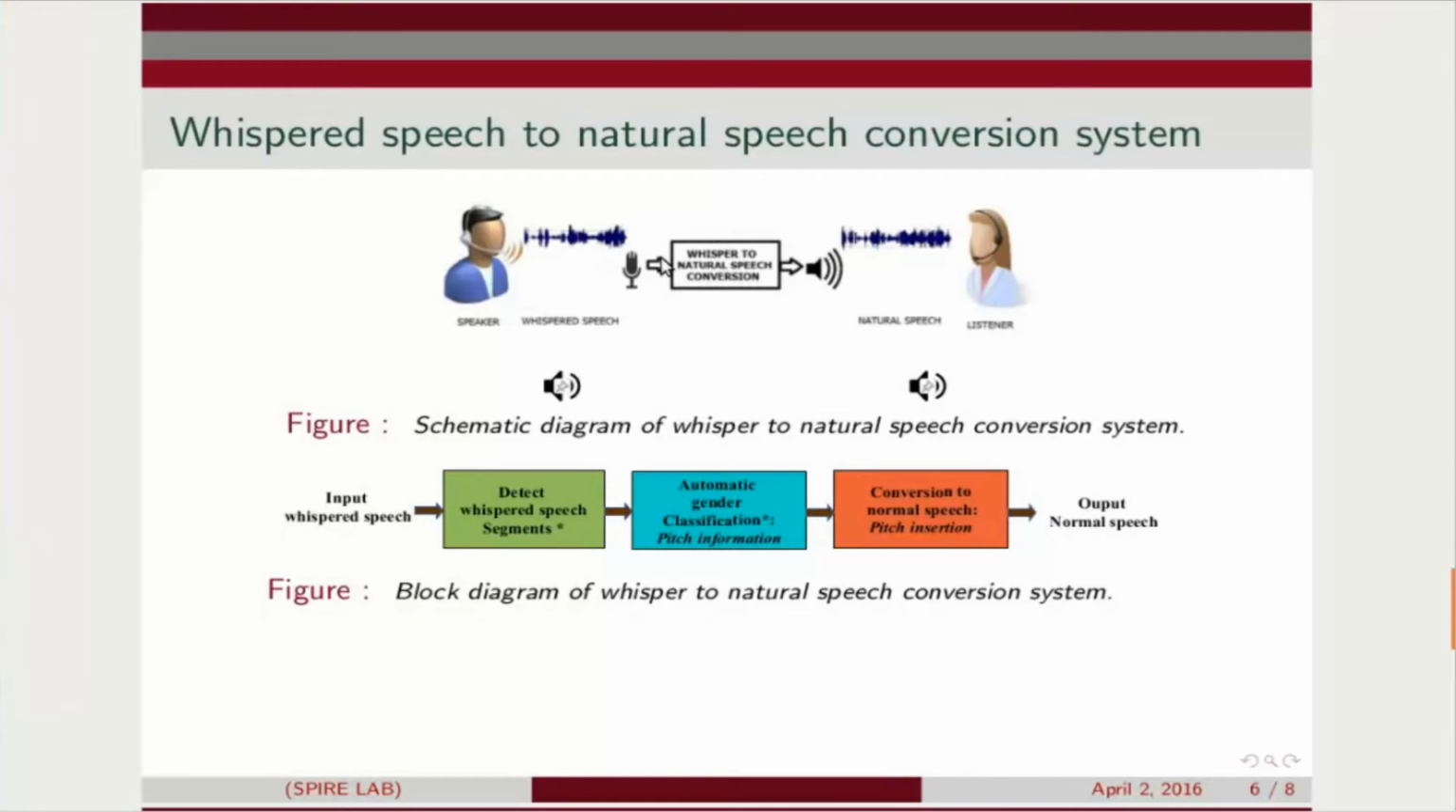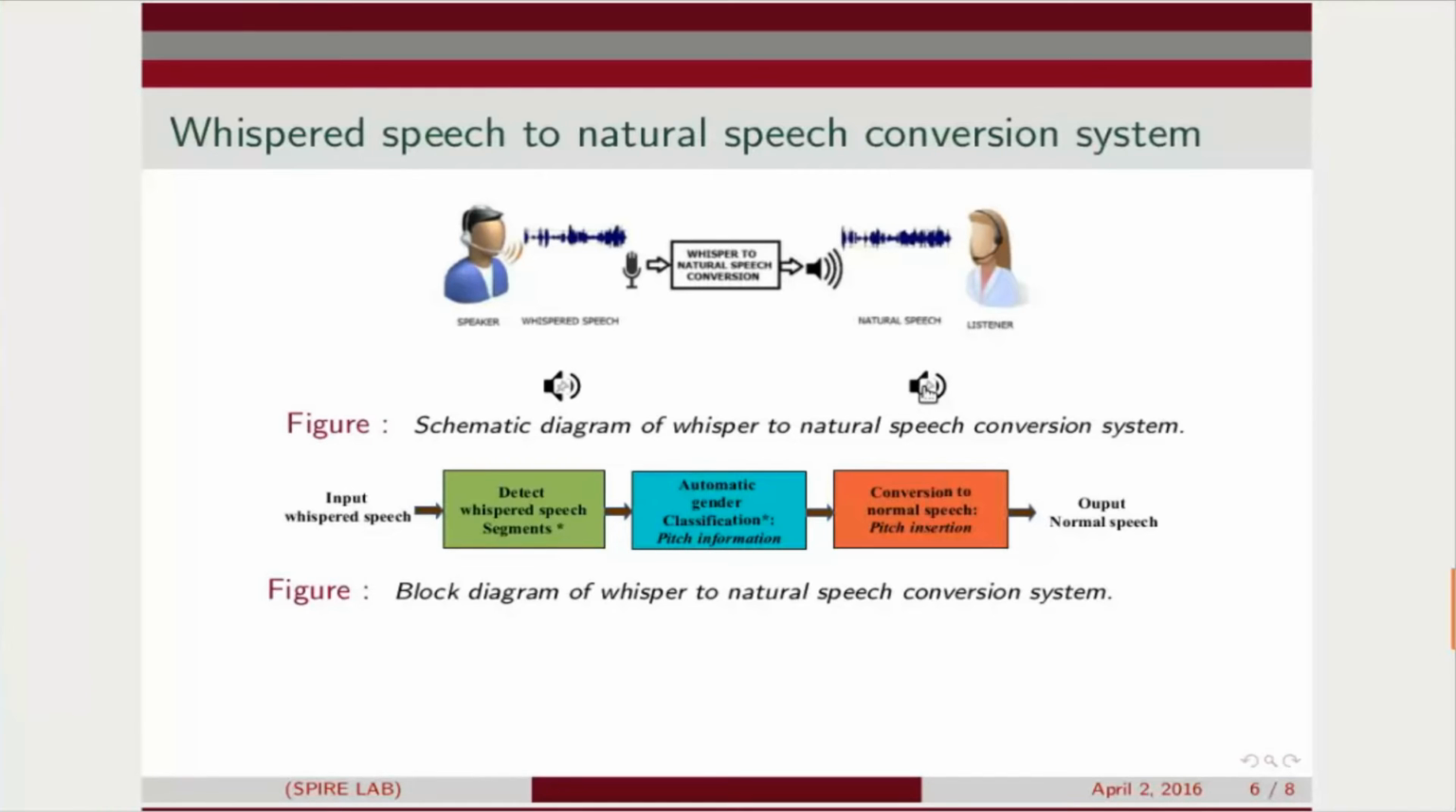So this is what we would like to have at the end of this PhD, which is a system that would take whispered speech as input like this. If it doesn't matter who wins, why do we keep score? And convert it to normal speech like this. If it doesn't matter who wins, why do we keep score?